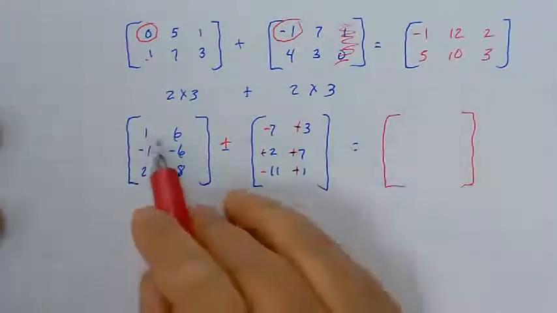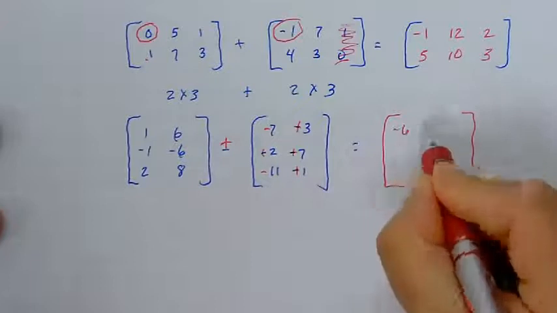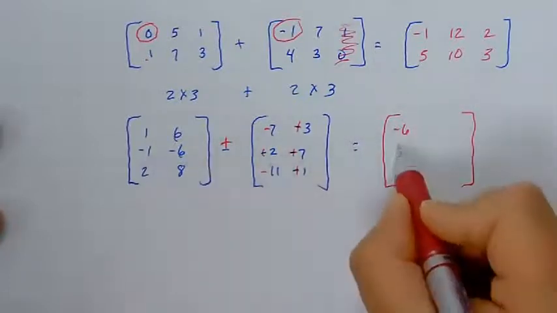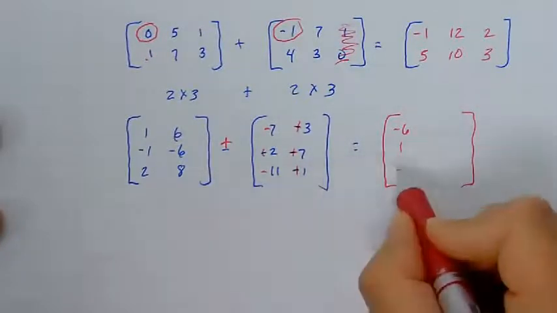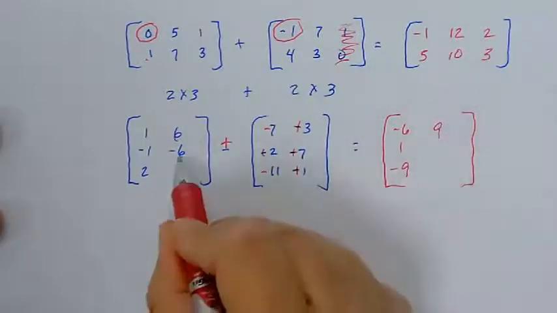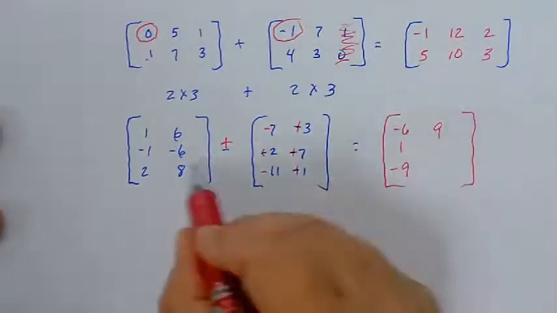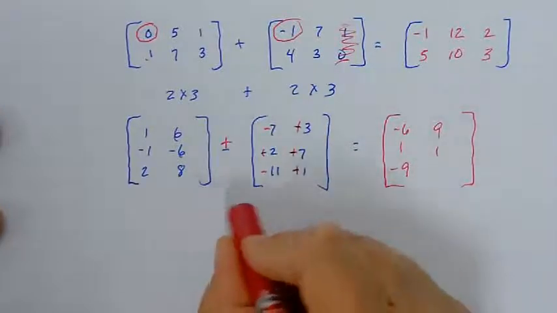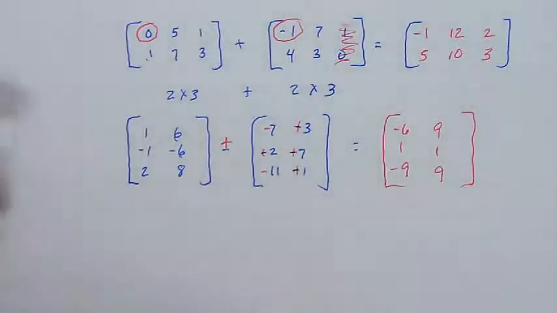So 1 plus -7, -6. -1 plus 2 is 1. 2 plus -11 is -9. 6 plus 3, 9. -6 and 7 is 1. 1 is 9. So addition and subtraction isn't too terribly bad.